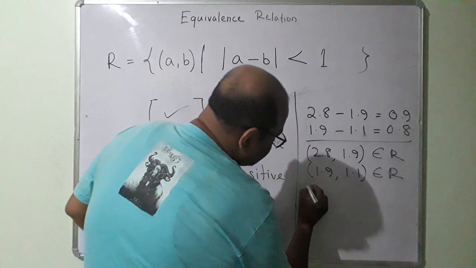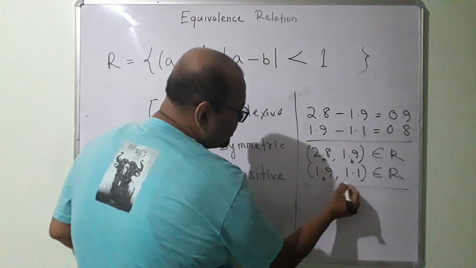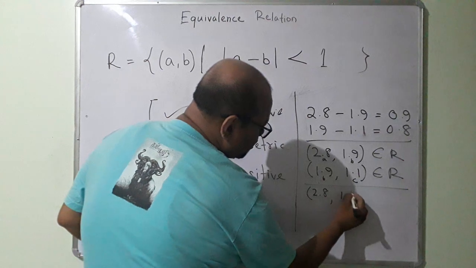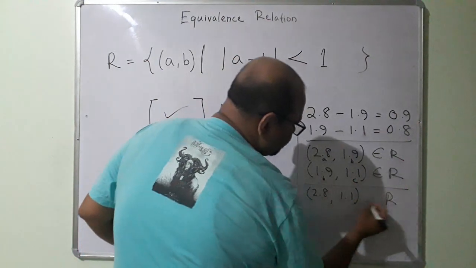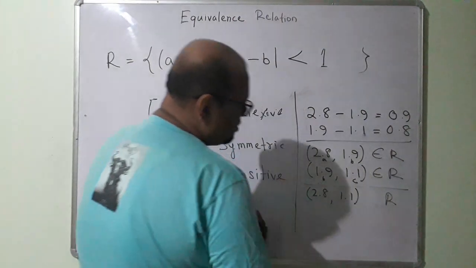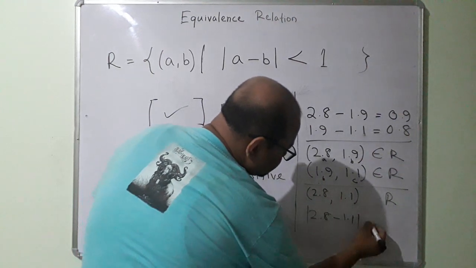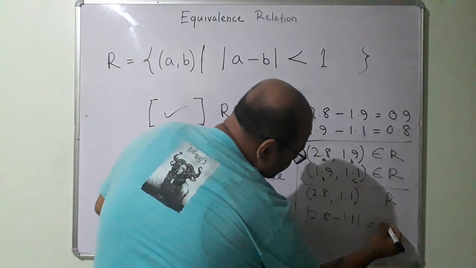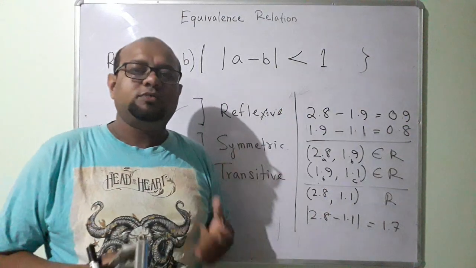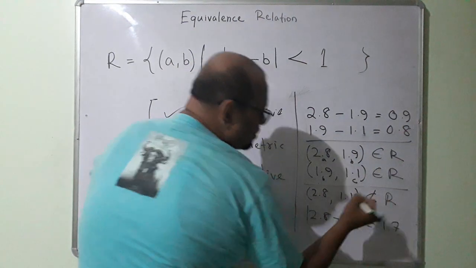My question is, if it is transitive, then this is A, this is B, this is B, this is C. AB, BC. Then AC, 2.8, 1.1. Does it belong to the relation? Okay, this is the question that I have. Does it belong or does it not belong? 2.8 minus 1.1, the mod of this is equal to what? This is equal to 1.7. Is 1.7 less than 1? No, 1.7 is not less than 1. Therefore, this 2.8, 1.1 will not belong to the relation.